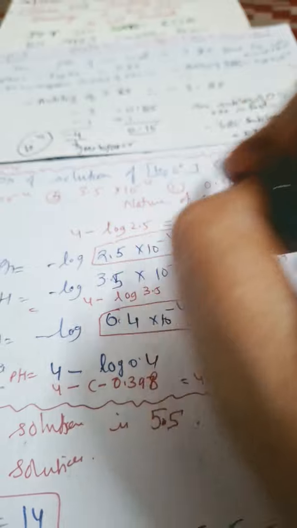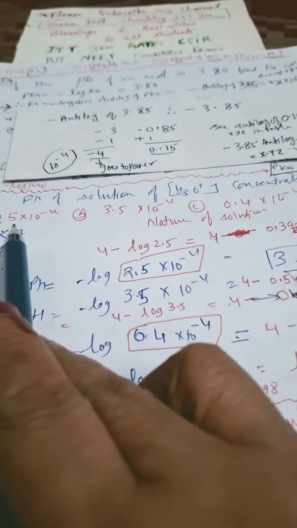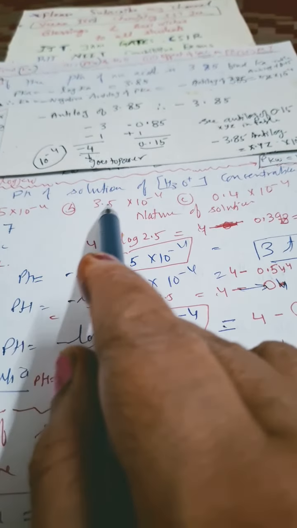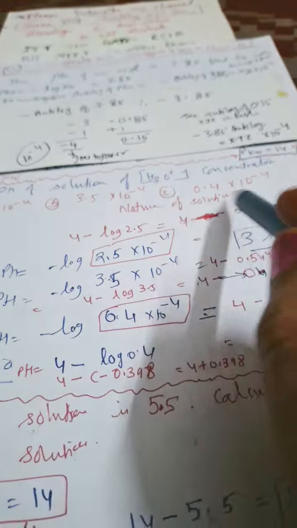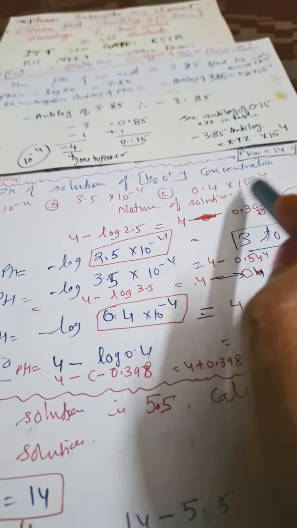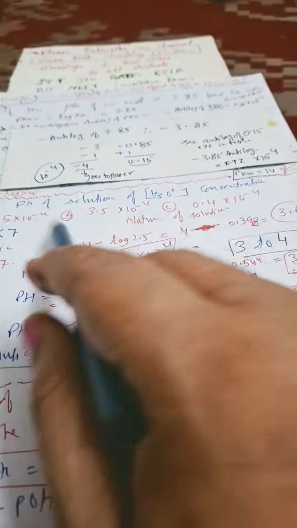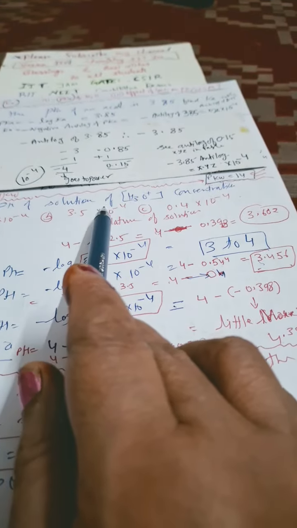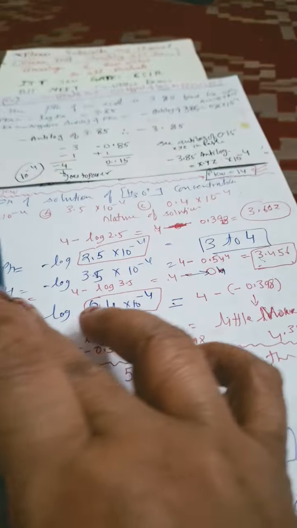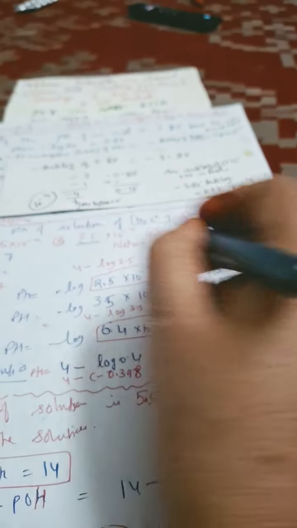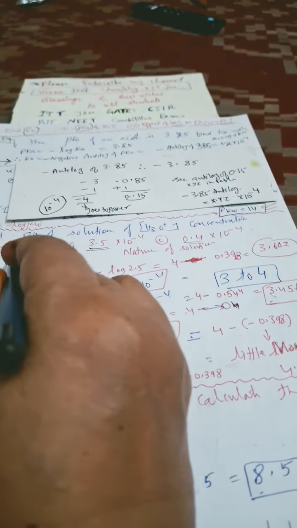Now find the pH of a solution with hydronium ion concentration 2.5 into 10 raised to power minus 4, 3.5 into 10 raised to power minus 4, and 0.4 into 10 raised to power minus 4. So here we have to see what the value is. In all these cases pH is less than 7, so it is acidic in nature, but the concentration is different. Here 3.5, here 0.4, here 2.5, right?